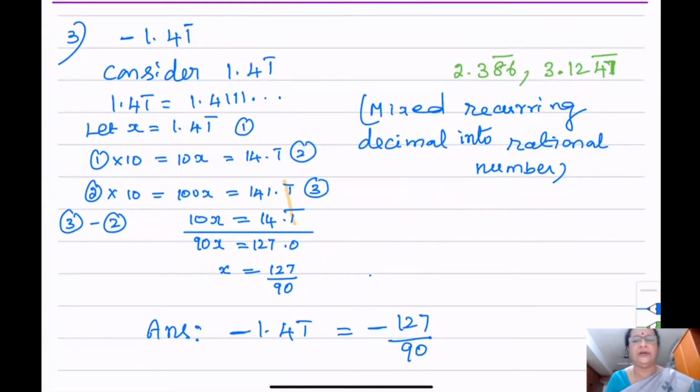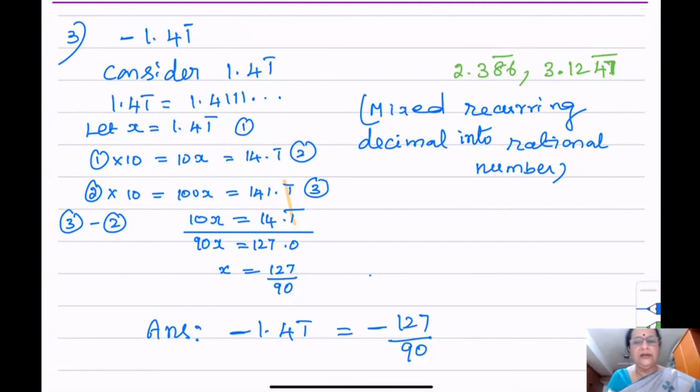That is the only difference. So even if a negative number is given, you consider only the positive of it. So let us see what rational number we are getting for the positive number. So for 1.41 bar, it can be written like this. So that you call it as equation 1.